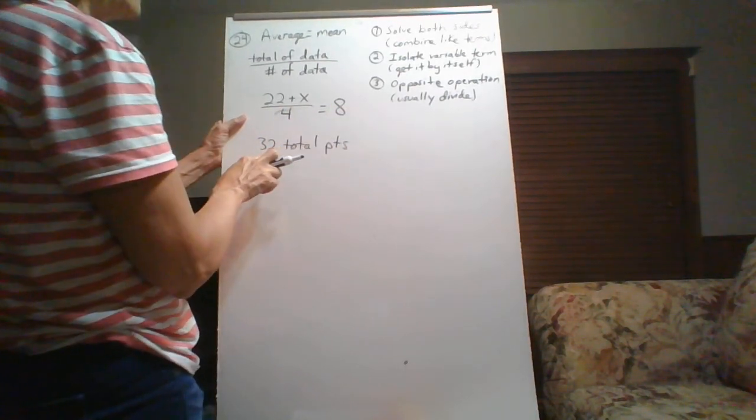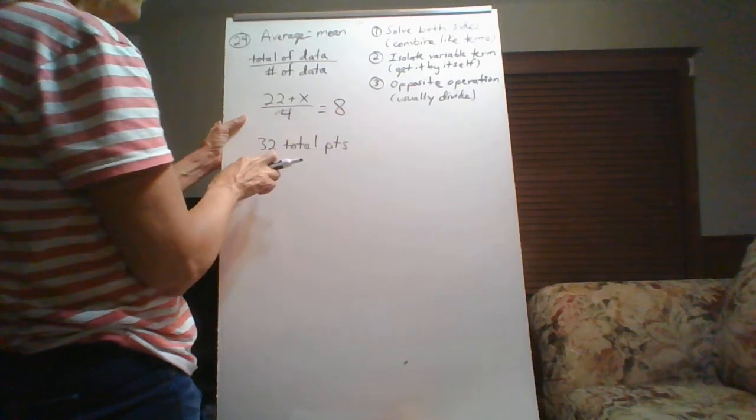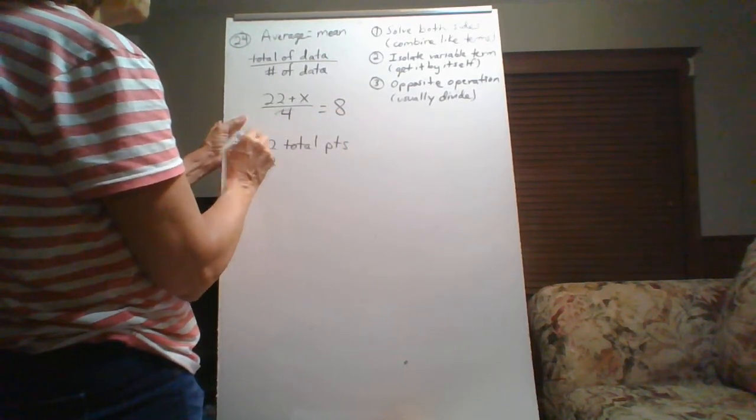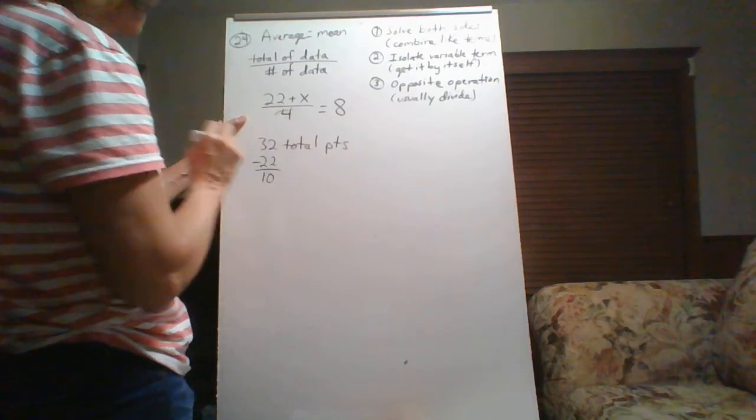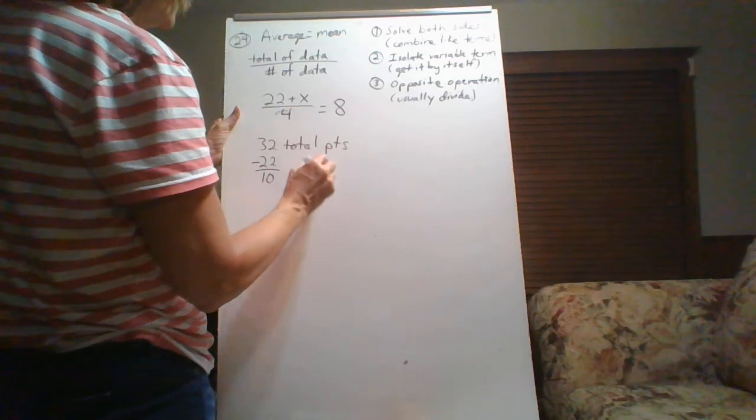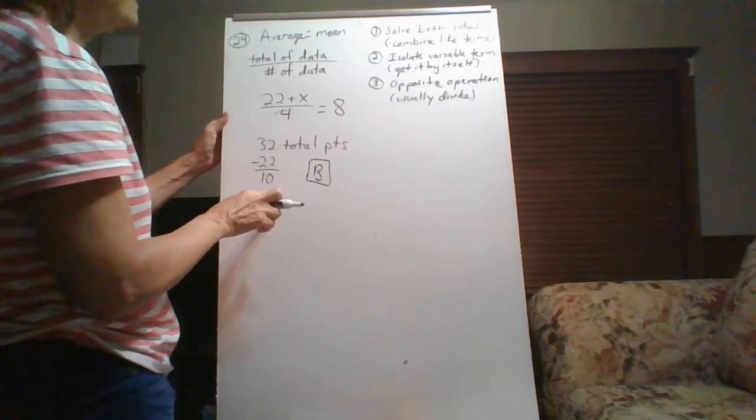Because if I have 32 points and divide it by 4, I'll get 8. Well, if I need 32 points and I have 22, how many's left? 10. So that's my final answer. The answer is B, 10.